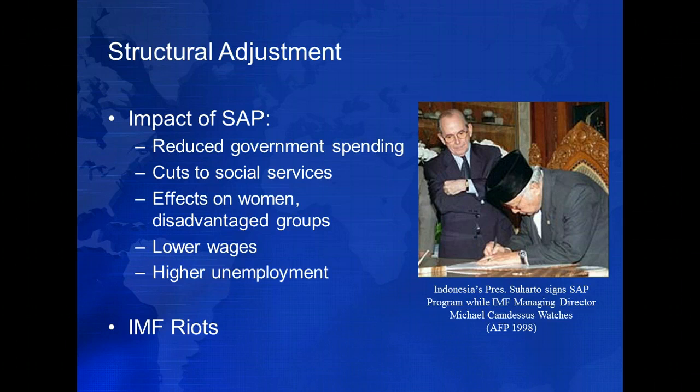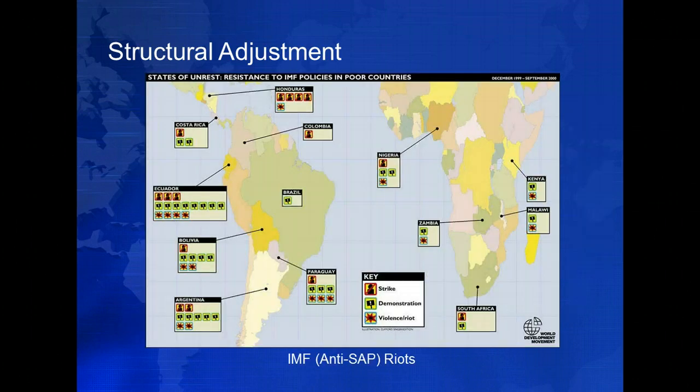At the same time, rather than generating economic growth, structural adjustment frequently resulted in an economic slowdown, increasing unemployment and lowering wages. Not surprisingly, structural adjustment thus also generated considerable popular protest, including sparking IMF riots around the world. In Bolivia, for example, thousands of people protested the sharp increase in the price of water associated with SAP-imposed privatization. The map here provides a broad overview of anti-SAP IMF riots from around the world.